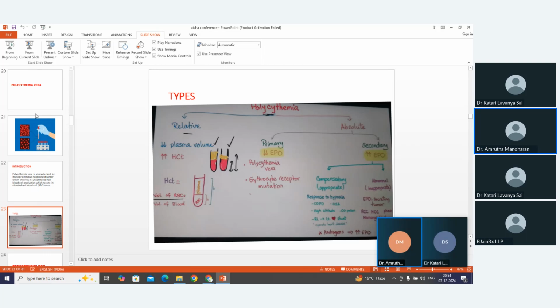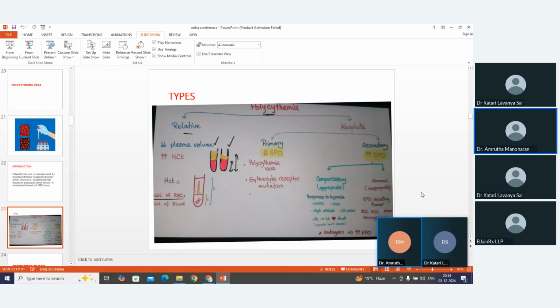Next, increased androgens are also responsible for increased erythropoietin. That is why males have more hemoglobin and more red blood cells as compared to females. Next, secondary due to abnormal conditions, that is, erythropoietin-secreting tumors like renal cell carcinoma, hepatocellular carcinoma, hemangioblastoma, pheochromocytoma, and similar conditions.